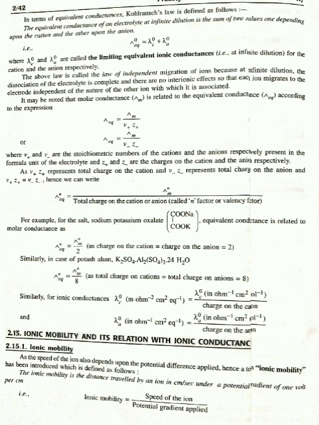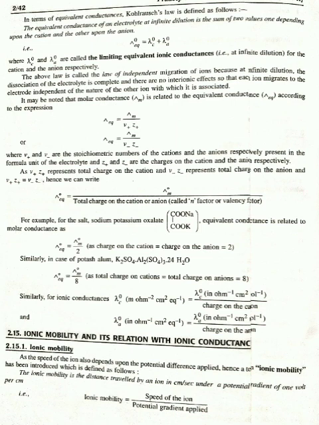It may be noted that molar conductance λm is related to the equivalent conductance λequivalent according to the expression λequivalent is equal to λm upon v+z+, or λequivalent is equal to λm upon v-z-, where v+ and v- are the stoichiometric numbers of the cations and the anion respectively present in the formula unit of the electrolyte, and z+ and z- are the charges on the cation and the anion respectively. As v+z+ represents total charge on the cation, and v-z- represents total charge on the anion, and v+z+ is equal to v-z-, hence we can write λequivalent⁰ is equal to λm⁰ upon total charge on the cation or anion, called n factor or valency factor.